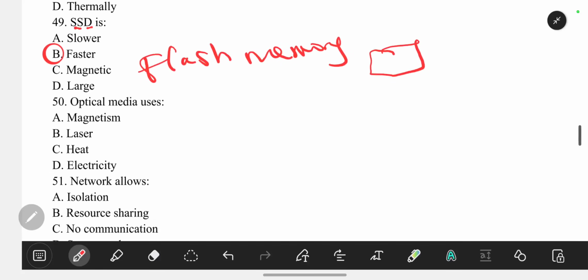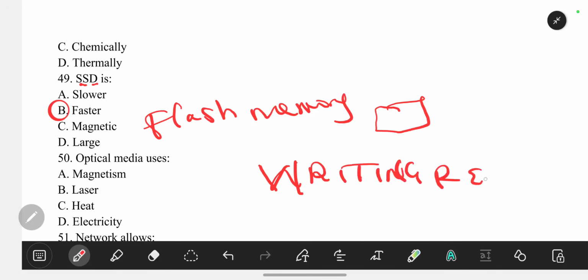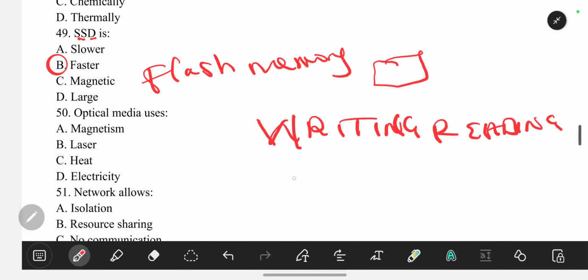Then when we look at our number 50, optical media uses, let's define two different terms, which are writing and reading. What is the difference? Reading has to do with, let's begin with reading under the computer.